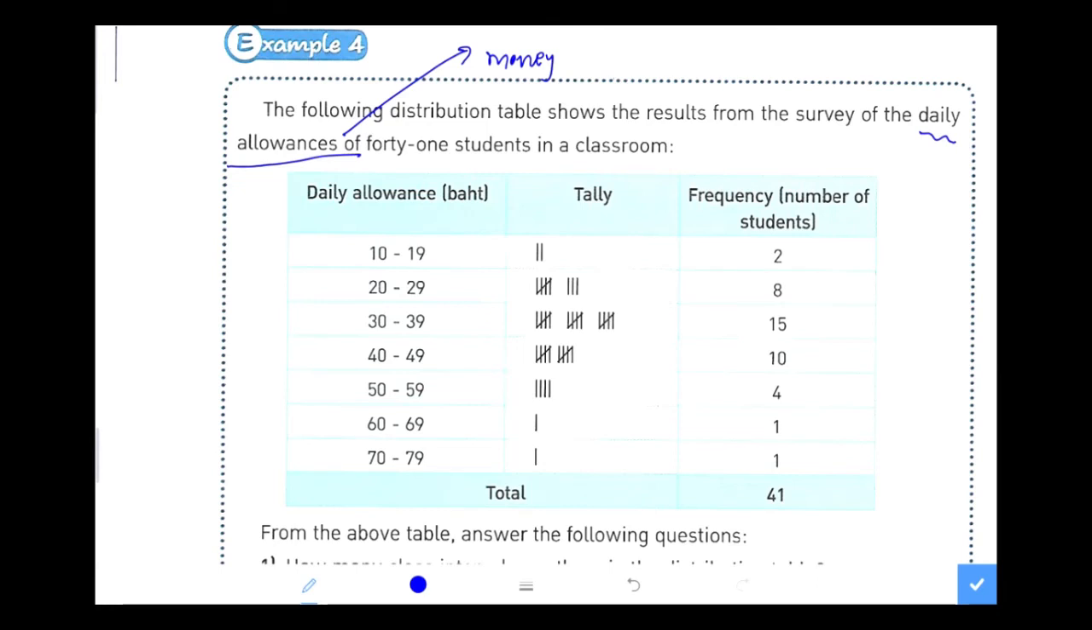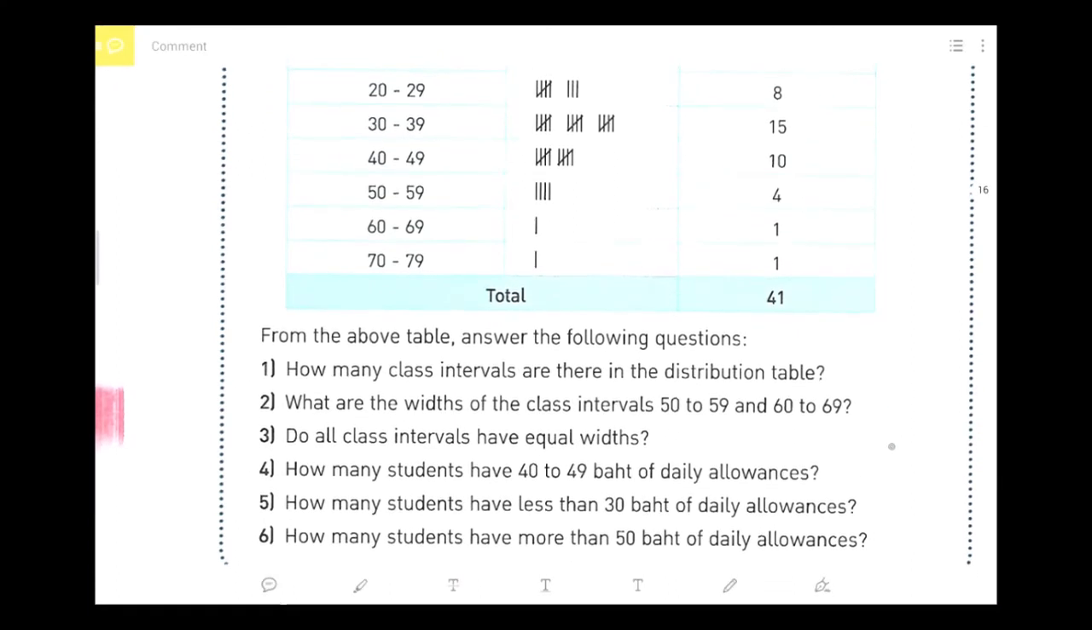So it shows that 10 baht to 19 baht have 2 students. Maybe 40 to 49 baht, 10. Oh damn, if you are here, 70 to 79 baht, you are so rich. And then just one of them, right? So 41 students. So you have to answer the following questions.